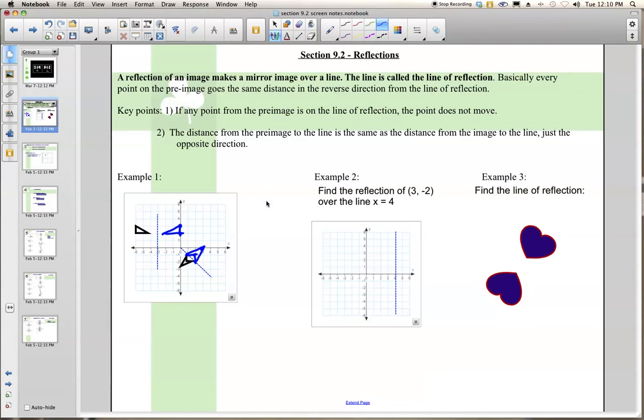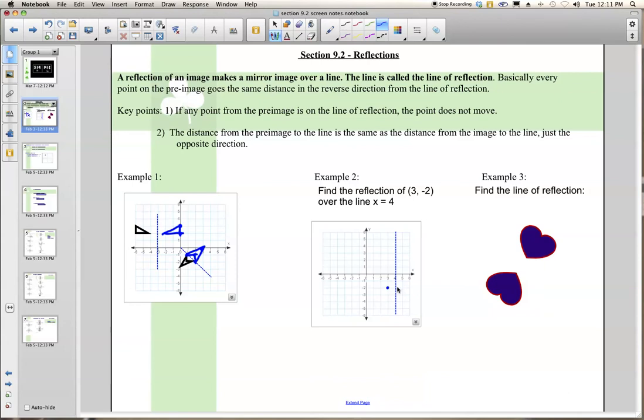You don't have to do full shapes, you can do individual points. You do, however, have to remember how to graph those lines of reflection. For example, in this one, it says find the reflection of 3, -2. So we have to find the point 3, -2: 3 over, 2 down. And I'm going to reflect it over the line where x equals 4. Anytime it says x equals, that means it's crossing the x-axis. So it's crossing the x-axis at 4. That makes it a vertical line.